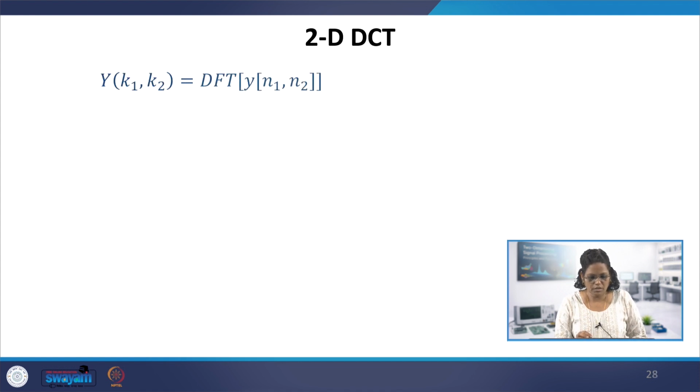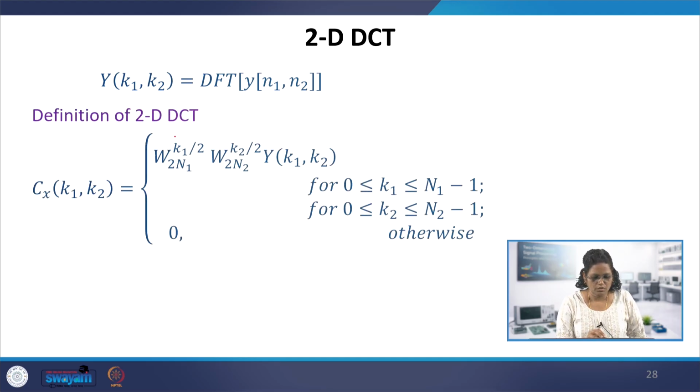So for the 2D DCT, now compute the DFT of y of n1 comma n2. After this y of k1 k2 is obtained, from that we can get the DCT coefficient Cx k1 comma k2 by multiplying in both the directions by W 2n1 to the power k1 by 2 and W 2n2 to the power k2 by 2.